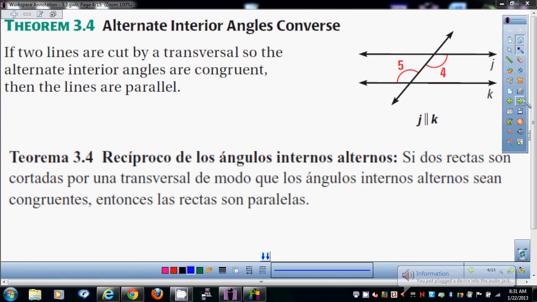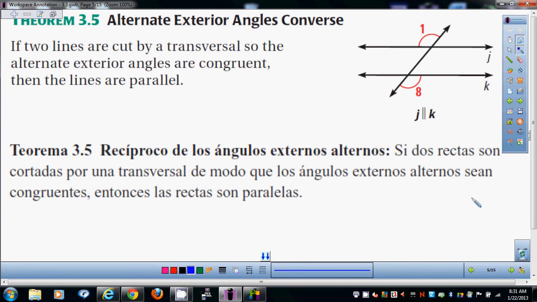And there's the alternate exterior angles converse. Actually, this is literally the exact same thing as the last one. If you want to put something that says, hey, it's the same thing, the only thing different is the word interior and exterior. Then that could save you some time. They're both congruent.